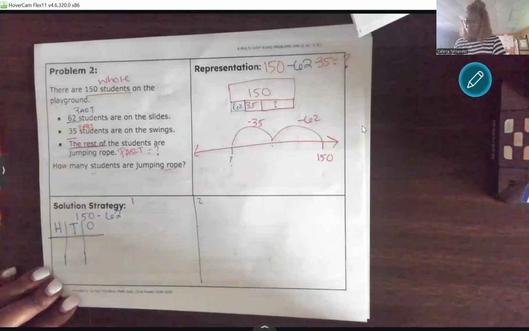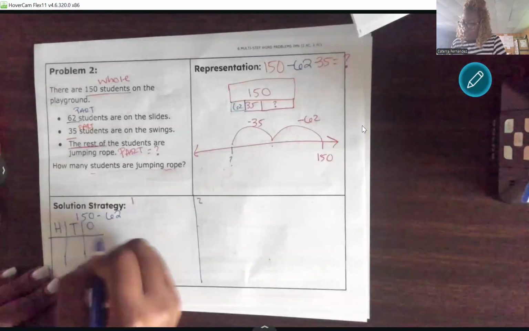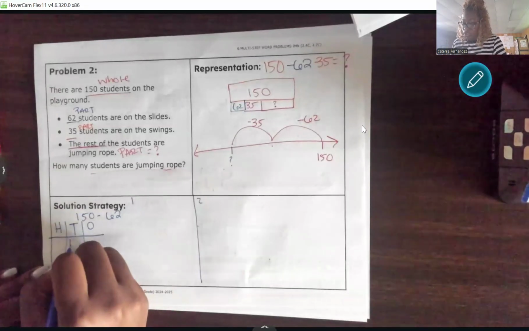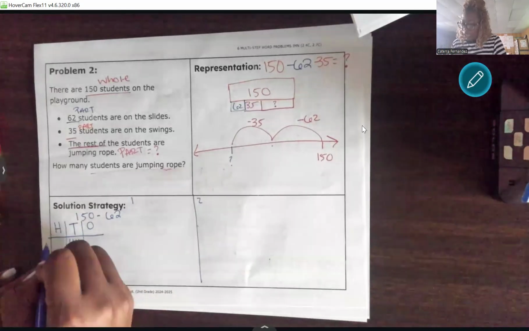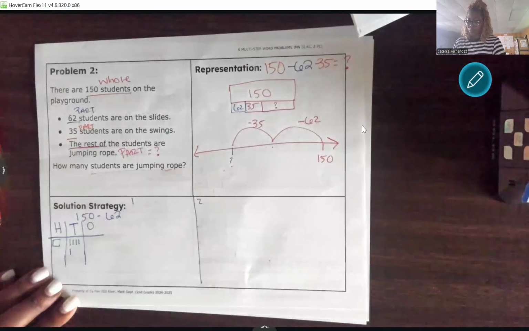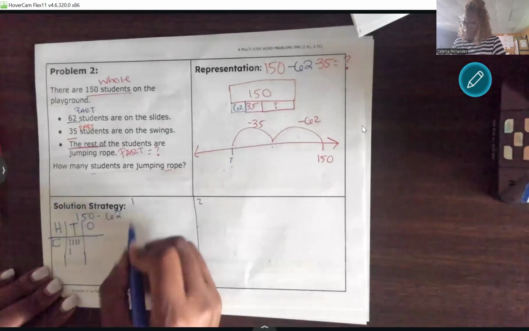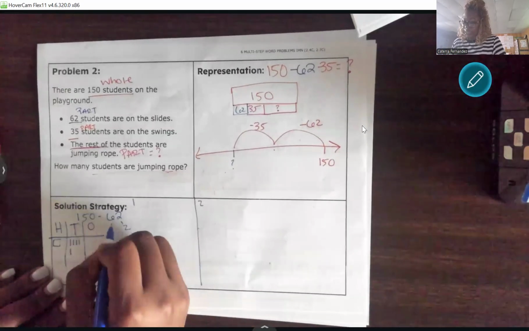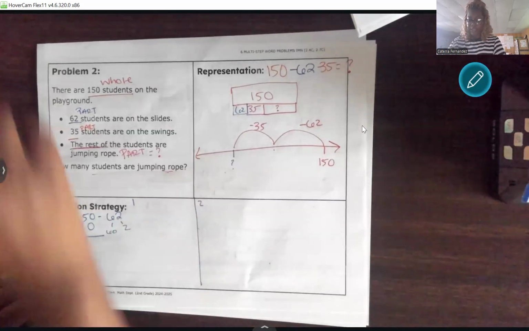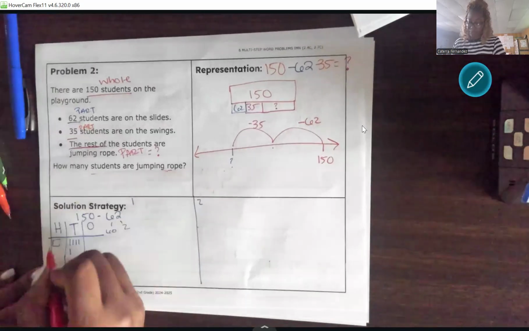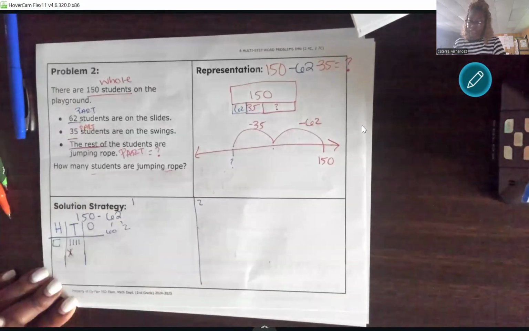We're going to build 150. So 0 tens, 1, 2, 3, 4, 5 ones, and 100. Now, since I have 2 ones here and 60 tens, we start with the ones. I don't have enough ones. So they must borrow from the tens place, and they model their thinking.